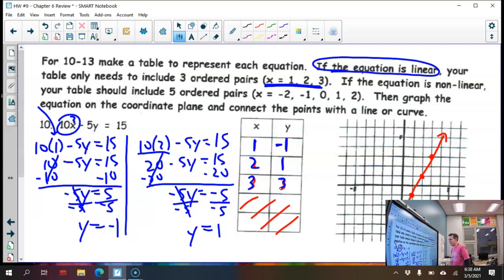And so then I graph these points. And when I graph them, remember, this tells me to go right 1, down 1. So I went right 1, down 1, and got there. Then I went right 2, up 1, and got there. Then I went right 3 and up 3, and ended up there. And I connected them with the red line.